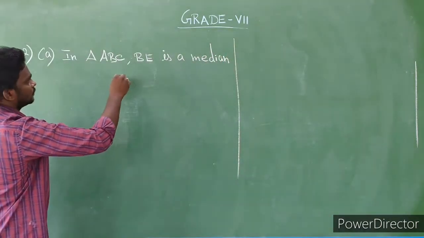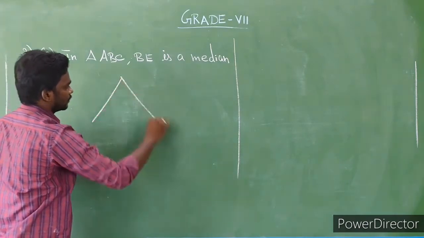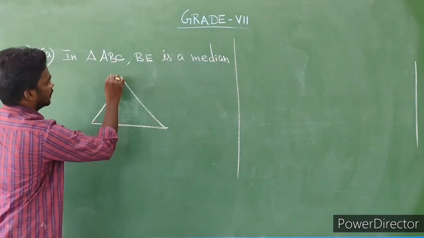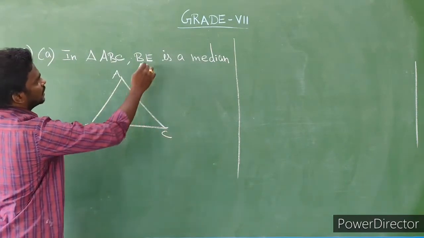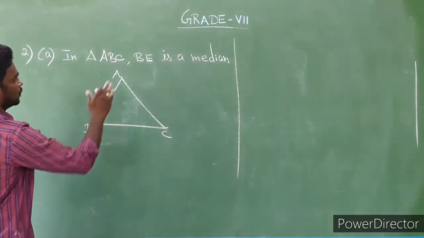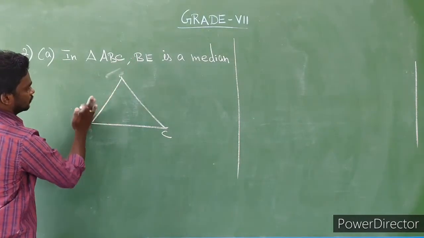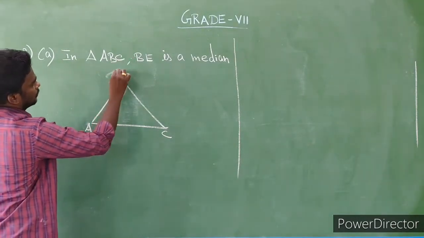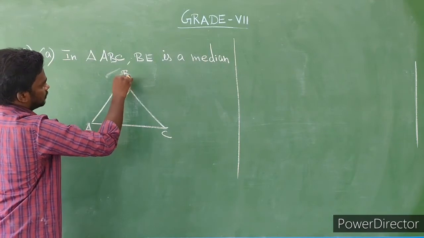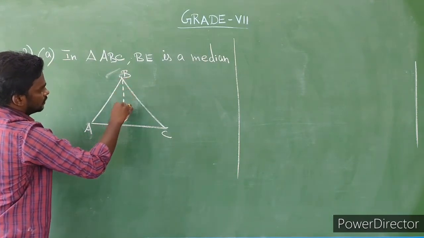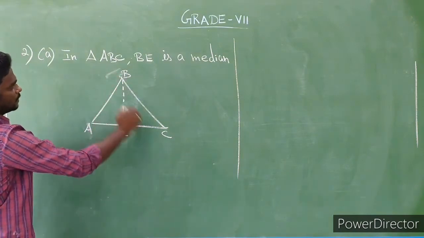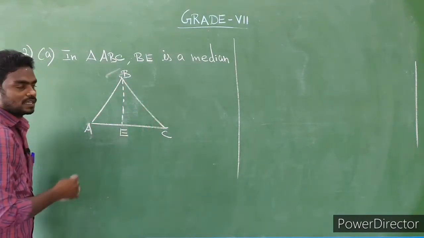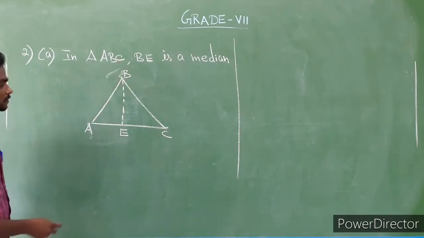How to draw this? Here ABC is a triangle. BE is the median, so we can join like this. BE is the median of the triangle. In triangle ABC, BE is a median. So this is the rough sketch for this statement.